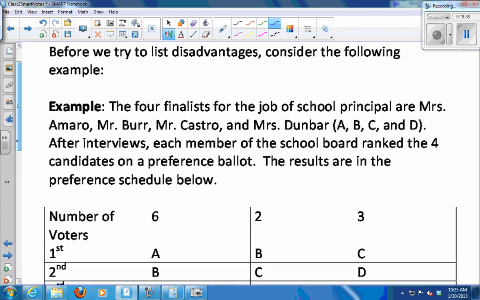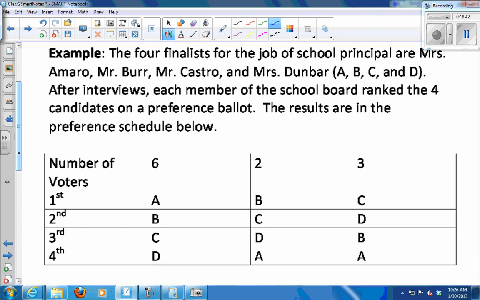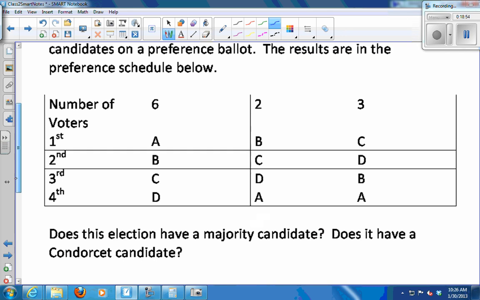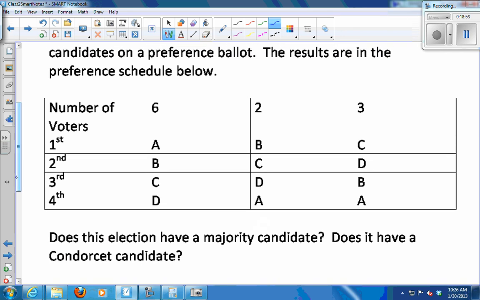So before we try to list disadvantages, we're going to look at another example. So we have 4 finalists for the job of school principal, A, B, C, and D. And this is the preference schedule. So first we need to decide if there's a majority candidate and a Condorcet candidate.